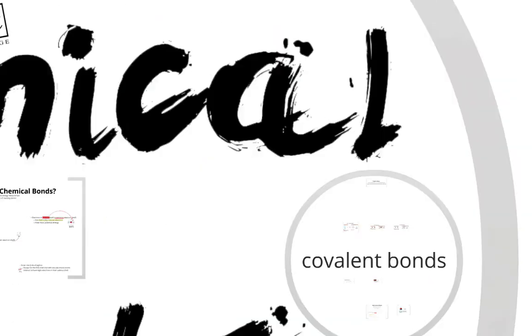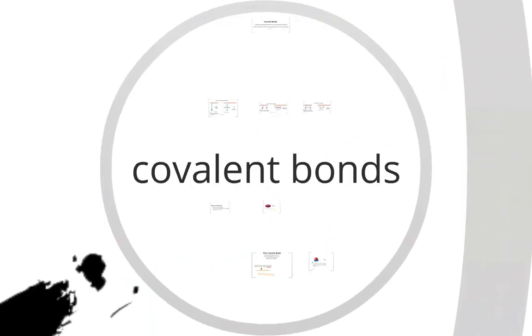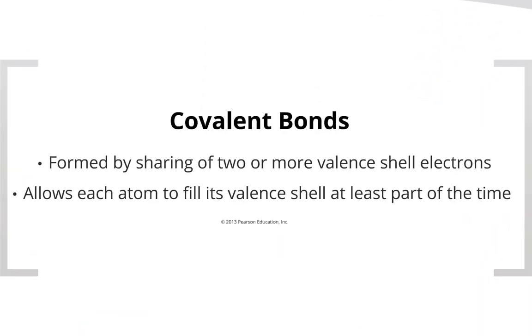Let's move on from there to our next type, covalent bonds. These are a little different. In fact, probably it's better for you to think of the word covalent as meaning sharing. Covalent bonds are formed when two or more valence electrons are shared between atoms. This lets each atom fill its valence shell at least part of the time.